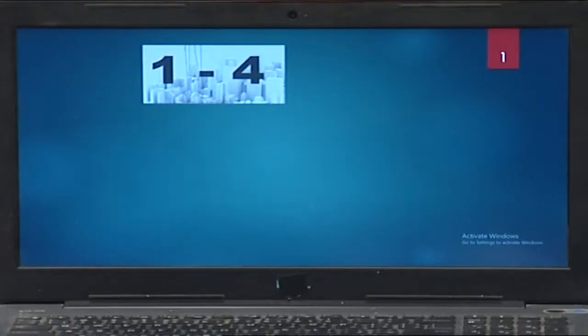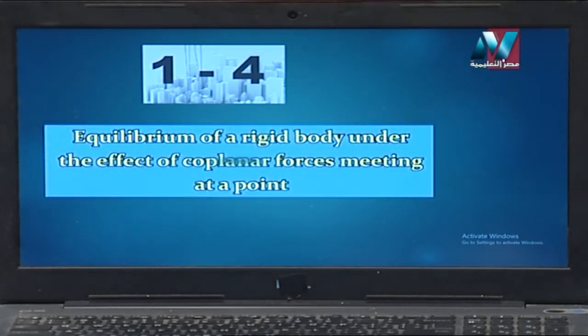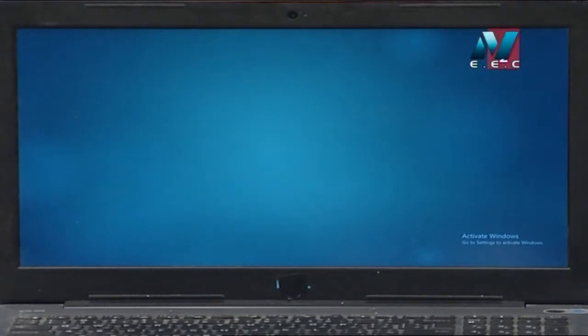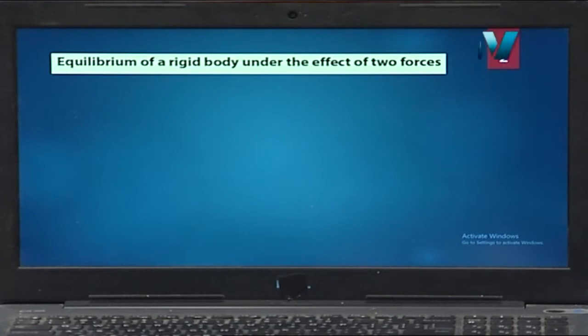Okay? Today we are going to study a new lesson which is equilibrium 1. Equilibrium part 1. This lesson is divided into two parts. Okay, so equilibrium of a rigid body under the effect of coplanar forces meeting at a point. Equilibrium of a rigid body under the effect of two forces.